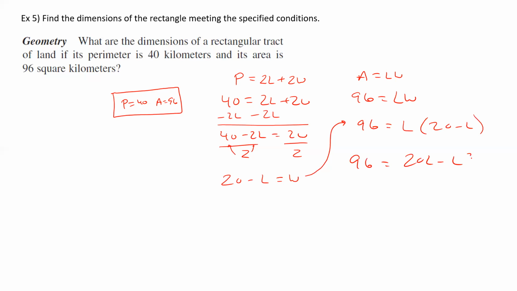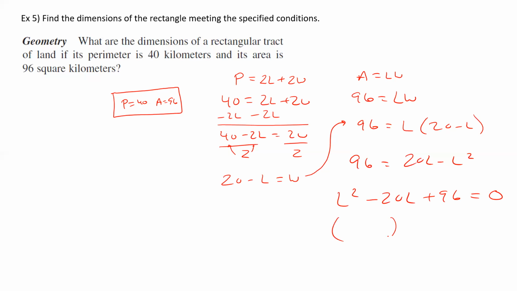L minus L squared, is that right? Oh man, I think I have factoring on my hands. So let's see, I think I'm going to have to move everything over. This will be L squared minus 20L plus 96 equals 0. Will that work? Tell me if you guys agree there algebraically.